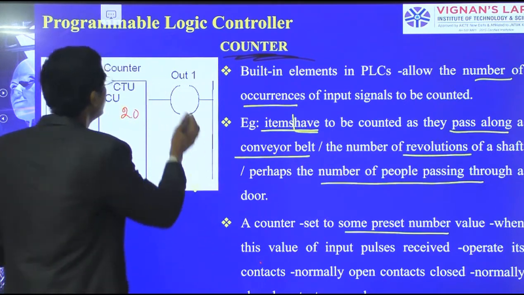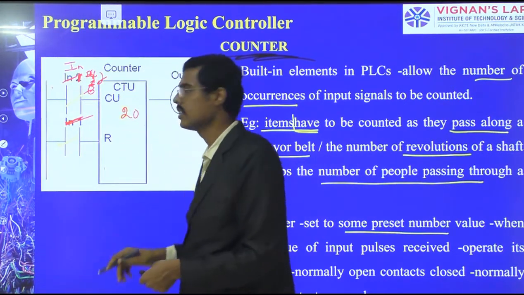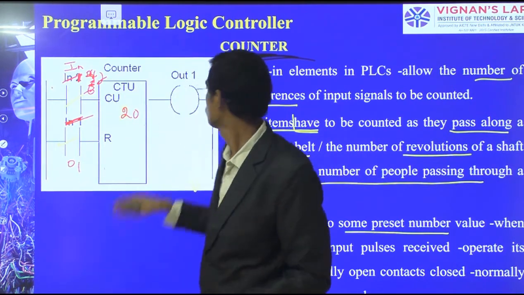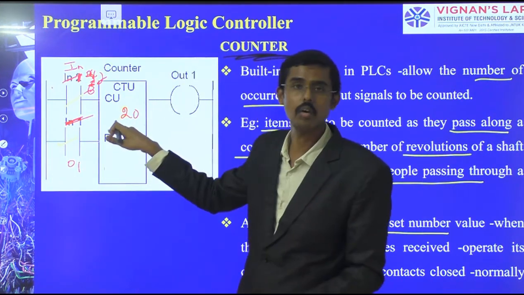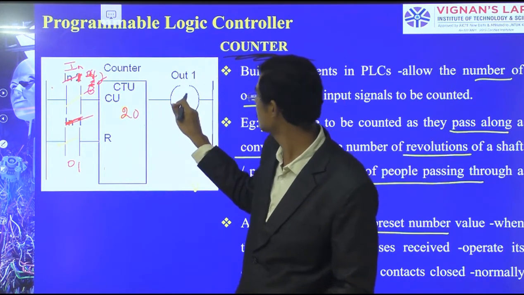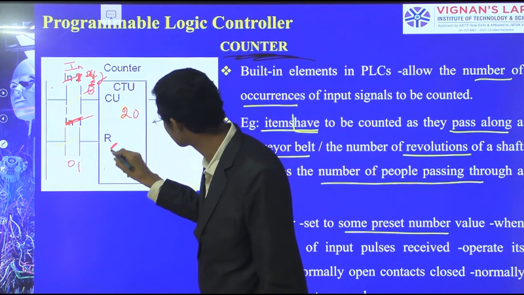So what I am doing: this output I am connecting here, this output I am connecting here, this output I am connecting here as the out 1. So this output 1 has been taken as a contact here. After 20 counts, this output is activated. When this output is activated, it is taken as an input to reset.